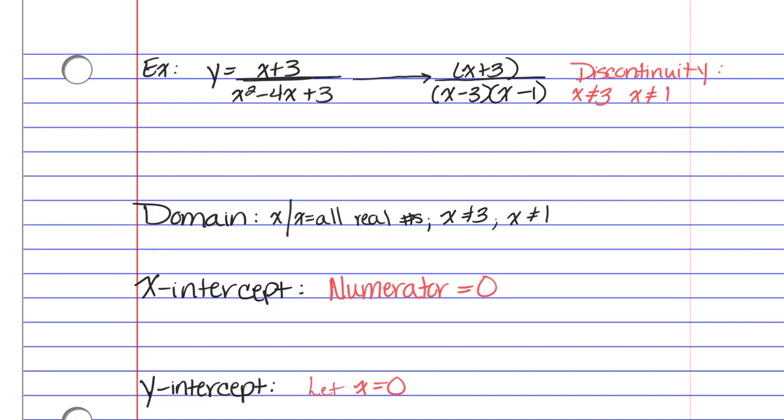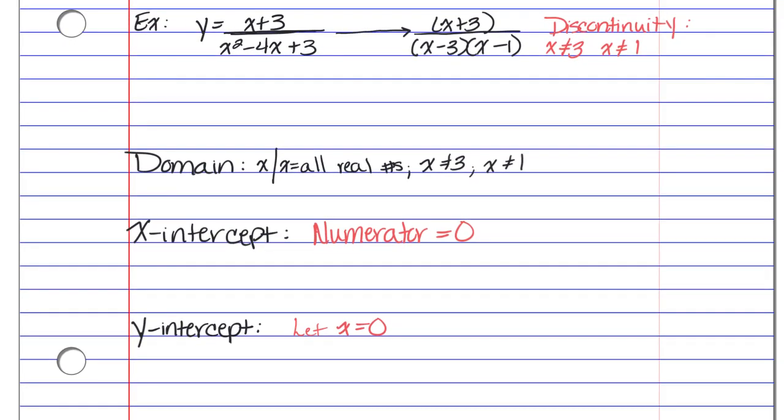So if I need to look for my x-intercept, I'm going to set my numerator equal to 0. I'm looking for when the y value is 0, what is my x? We know that anytime your numerator is set to 0, your entire fraction is equal to 0. And so if I solve, I get x is equal to -3. So I have an x-intercept at the point -3, 0.